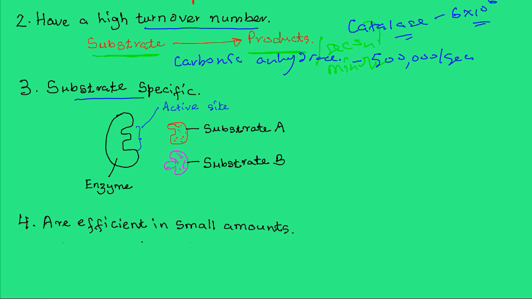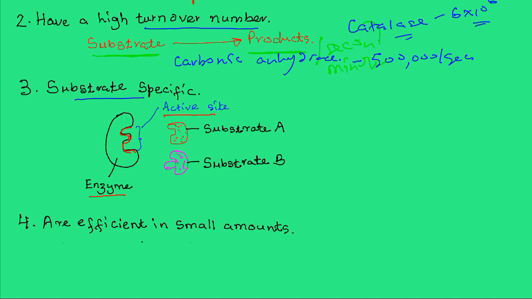Each enzyme has an active site. This is the active site, this region here, the active site of the enzyme. Now, the shape of the active site is such that only a specific substrate with a specific shape can fit and interact with this particular enzyme.